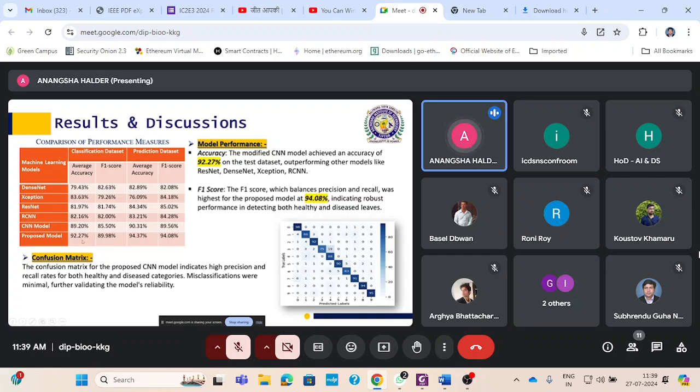What we can see is that the proposed CNN model, which we have modified, gives the best accuracy among all, at 92.27% as an average accuracy. And upon the prediction dataset, it gives an average accuracy of 94.37%. This is the confusion matrix of our proposed CNN model, which can be used to check for any misclassification.